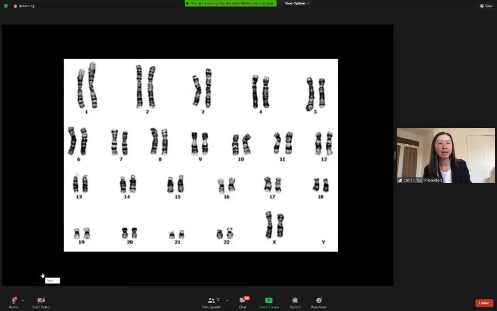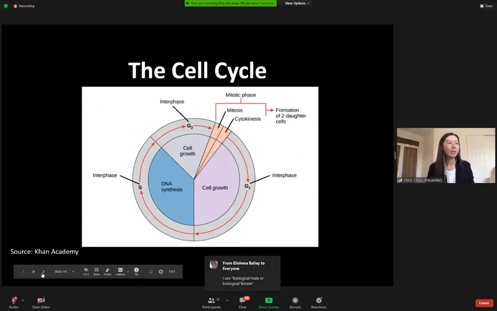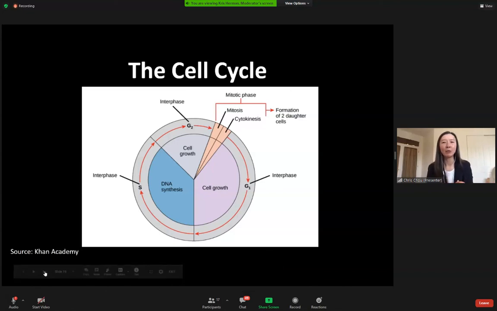Okay, next slide will show you in the context of where we're seeing, how we're taking the pictures of these chromosomes. So this is a diagram of the cell cycle, the life cycle of a cell. You want to start off in the graphic at G1, and you can see as it goes around, there's G1, S, G2, and then the M phase. Those are the 4 main phases of the cell cycle.